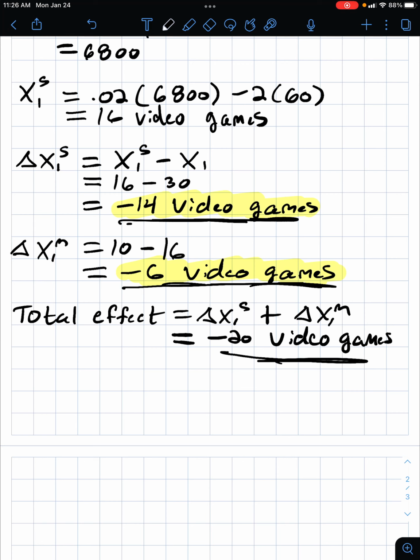And this is the solution to the problem.